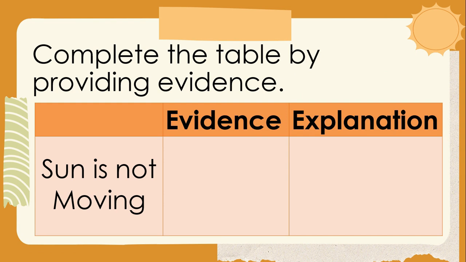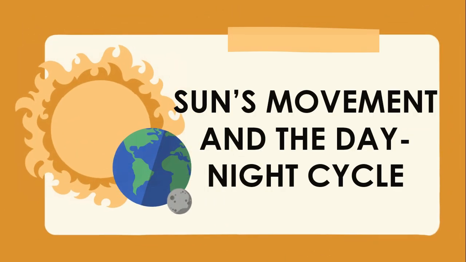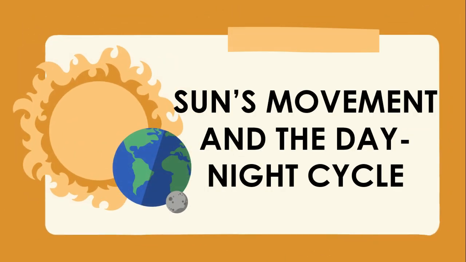Complete the table by providing evidence. Sun is not moving. Write your evidence and the explanation. Let's discuss about sun's movement and the day-night cycle.